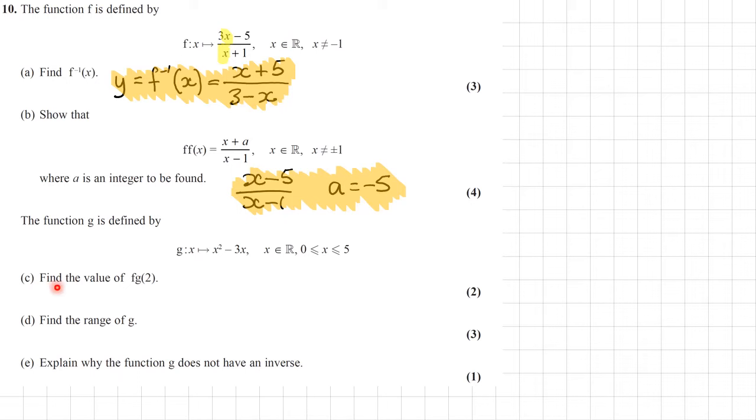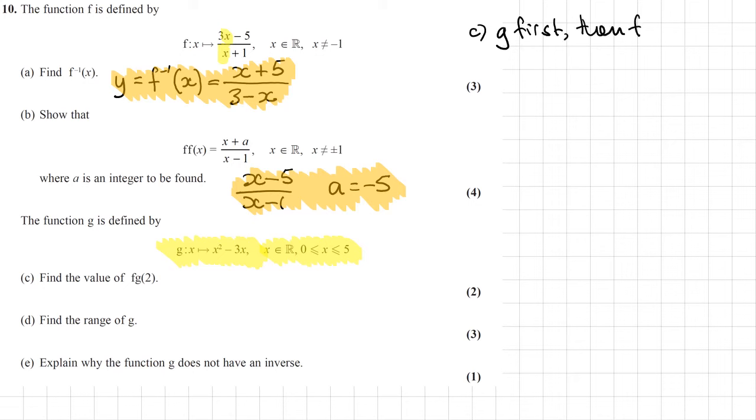Okay, so in part C it says find the value of fg of 2. Just before that it tells us that we've got this new function g, where x is mapped to x squared minus 3x, and x is only going between 0 and 5. That's fine because the value that we're putting into g is 2. So remember, the function that's closest to the number, that's what you put in first. So it goes into g first, then f.